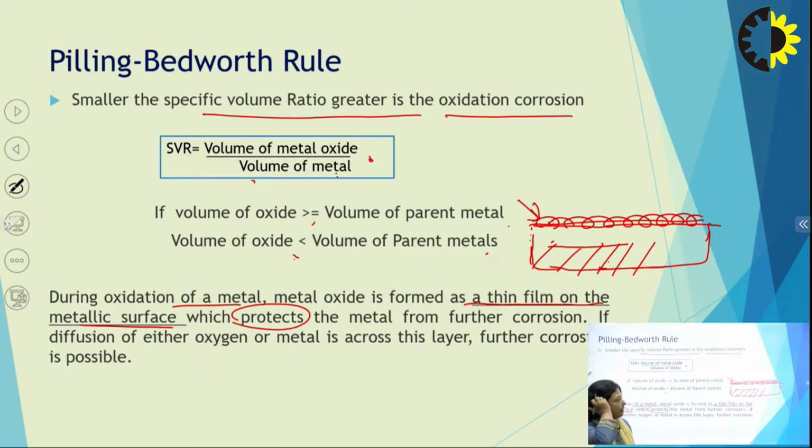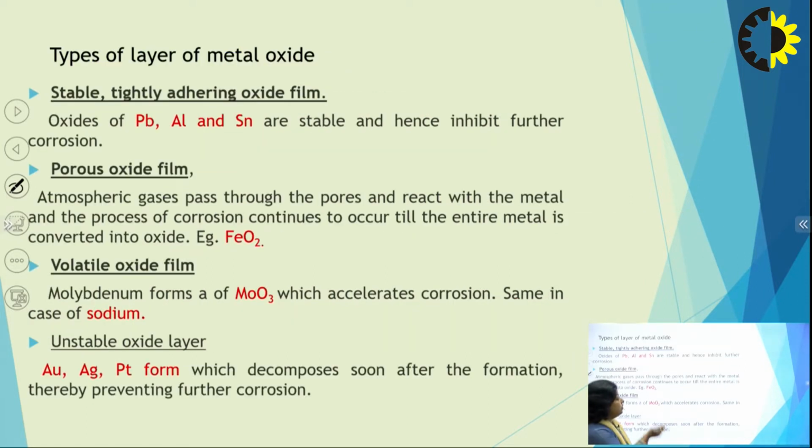How is it protecting? Because it is covering the metal, so the metal is no more exposed to the environment, and the environment is the only weapon which can attack the metal. So what are the types of metal oxide? How many types of metal oxide can be formed?